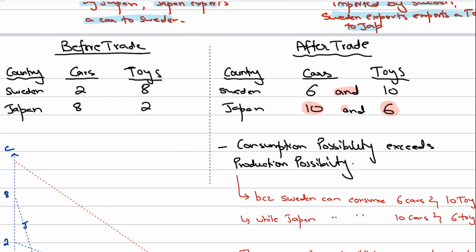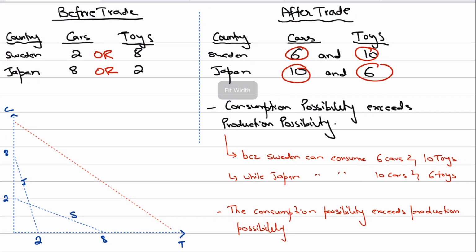And guys, remember this. So these values are 2 cars or 8 toys, 8 cars or 2 toys. But now we have 6 cars and 10 toys, and for Japan, 10 cars and 6 toys. So don't you think that the consumption possibility has exceeded the production possibility before? So what we see over here is that the consumption possibility has exceeded the production possibility.